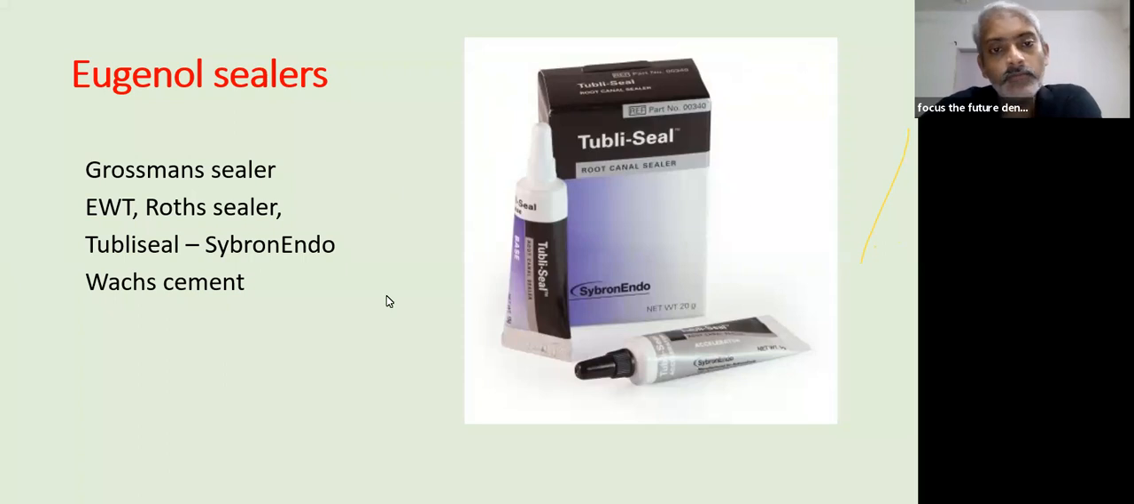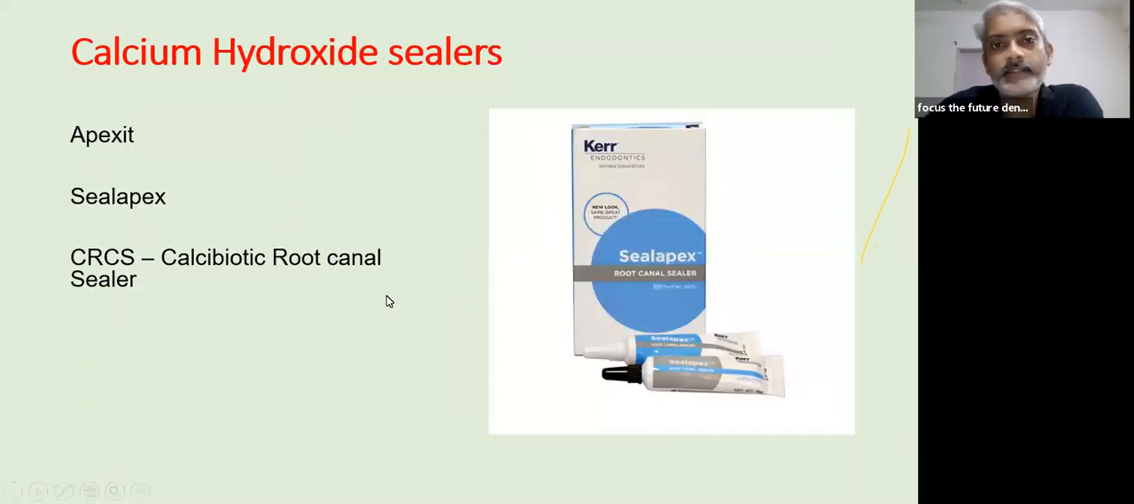Now, so eugenol sealers is over. Next is calcium hydroxide sealers. Calcium hydroxide sealers, the best example is Sealapex. Sealapex is very popular now. It comes from a company called Kerr. Then Apexit was earlier popular. CRCS, Calcibiotic Root Canal Sealer, was also a type of calcium hydroxide sealer, which contains calcium hydroxide. So the main advantage is that calcium hydroxide we use as an intracanal medicament. And when this is incorporated in the sealer, even that particular bacteriostatic effect of calcium hydroxide is there for this sealer also.